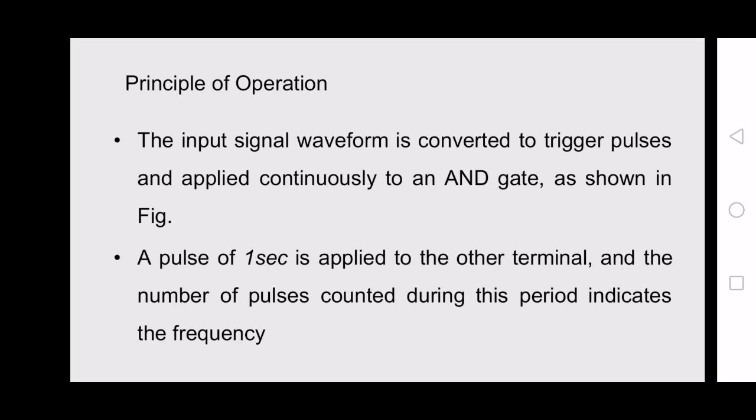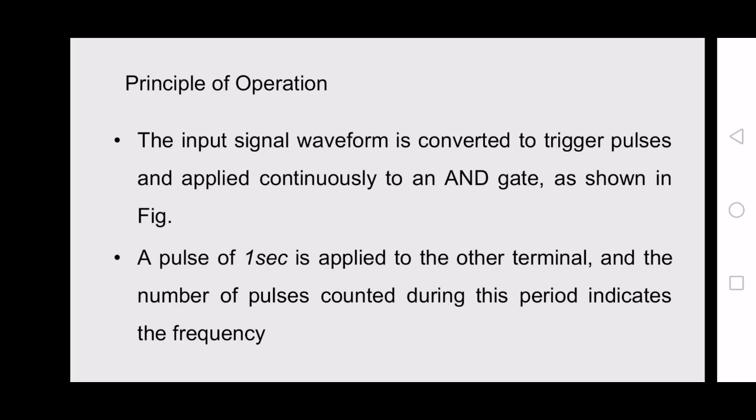Then, by using differentiation and clipping circuits, we are converting that square wave into a train of pulses, and the train of pulses is applied to one of the inputs of the AND gate. To the next input of the AND gate we are applying a pulse of 1 second, a pulse of 1 second is applied to the other terminal.